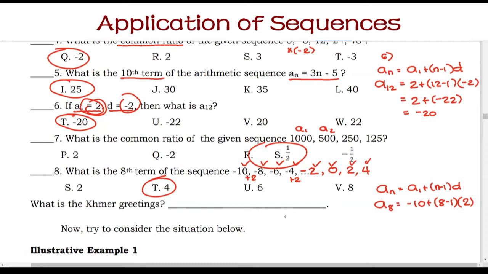Alright? Okay, let's simplify. So we have negative 10, okay, plus, what is 8 minus 1? 7, right? What is 7 times 2? We get 14. Okay? And then finally, what is negative 10 plus 14? You will get positive 4. Okay? So they're the same.